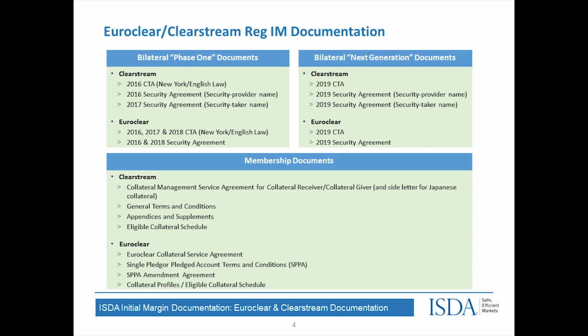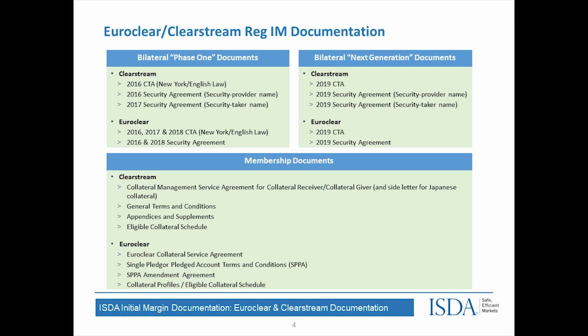Thanks very much, Guy. So Guy's given an overview of the documentation, and in particular this fact that for the ICSDs, the bilateral documents are bifurcated into the CTA, which deals with the contractual mechanics of the initial margin posting, and then the security agreement, which creates the security interest over that initial margin.